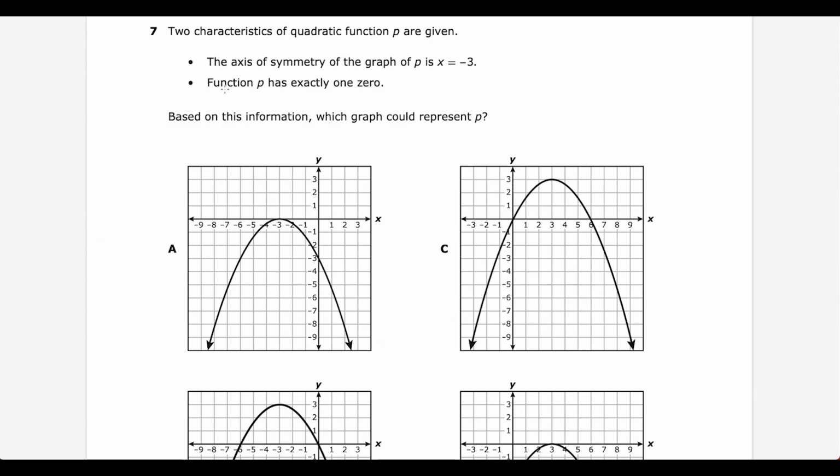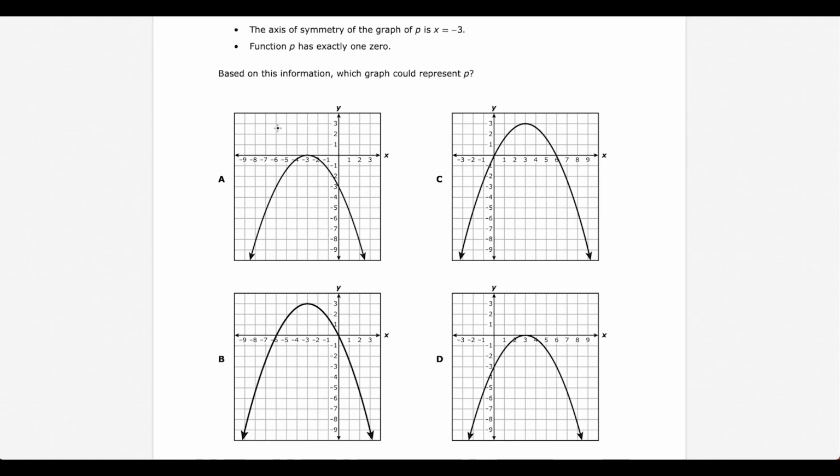Question 7, we want to find a graph that has these two characteristics. The first condition is that the axis of symmetry of the graph is at x equals -3. Looking at choice A, if we draw a vertical line through x equals -3, notice that it does cut the quadratic in half. So A is a contender, but if we draw a vertical line through x equals -3 for this graph, notice this is not chopping the quadratic in half. The line would have to be at x equals 3, so this one is out.